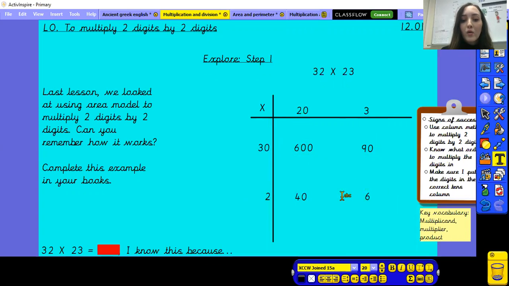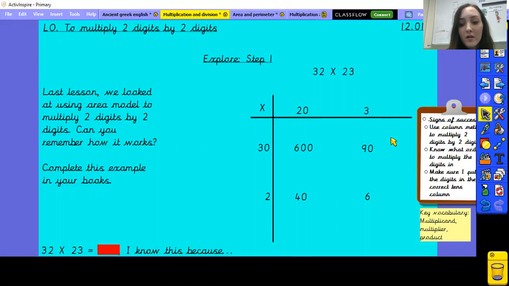Okay, so now we've got all of these answers. We need to add them together to work out our product. So I've got 600, 90, 40, and 6, which would become 736. So, using this area model, we have now calculated that 32 times 23 is 736. So well done if you remembered what we did last lesson and you got that correct.